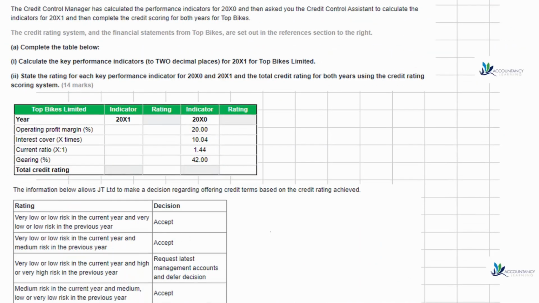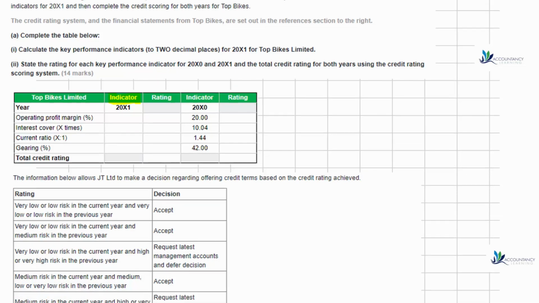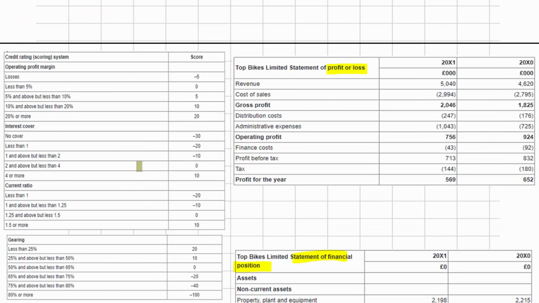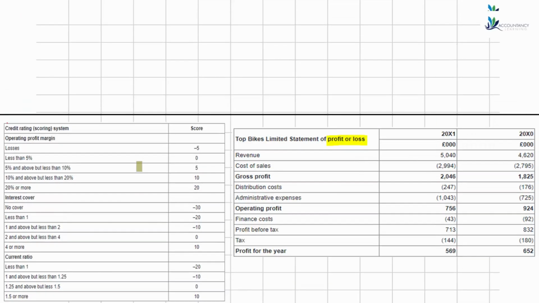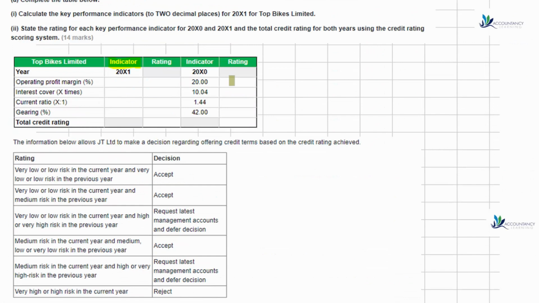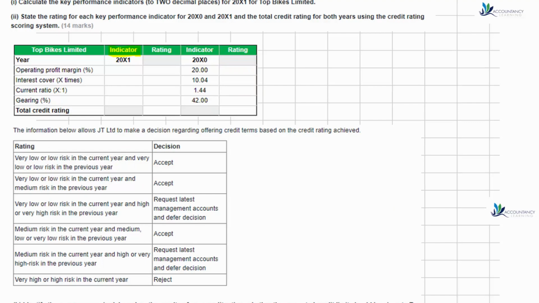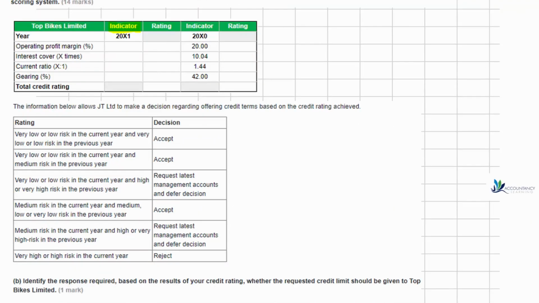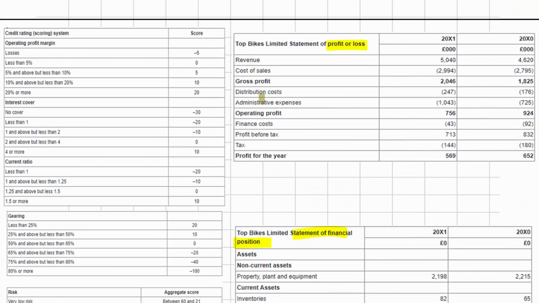So we're asked to complete the table below. In this table, we need to work out the rating, the performance measure, the ratio for the current year. They've given us the prior year already, so we don't need to do that. But based on the scores that we work out here, we can then use the table to work out how well they did before. And then we can also work out the rating for the prior year as well. So the first one we have is the operating profit margin. Let's have a look at that.